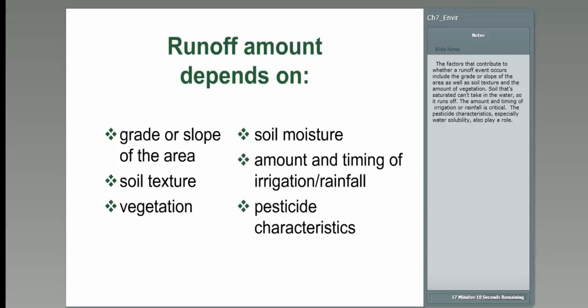The factors that contribute to whether a runoff event occurs include the grade or slope of the area, as well as soil texture and the amount of vegetation. Soil that's saturated can't take in the water, so it runs off. The amount and timing of irrigation or rainfall is critical. The pesticide characteristics, especially water solubility, also play a role.